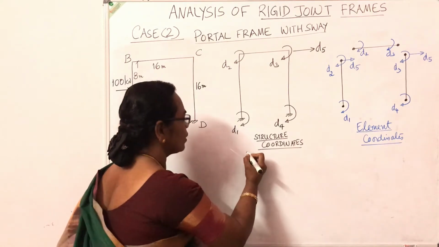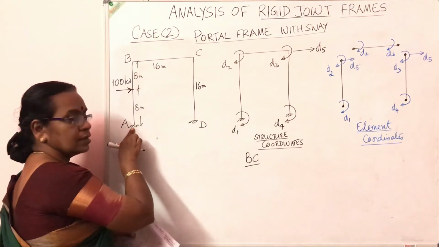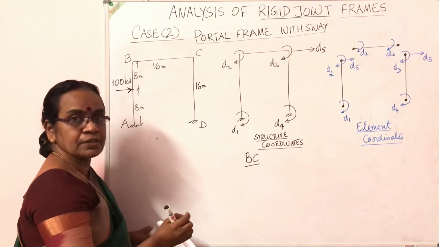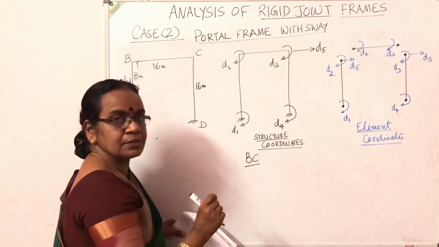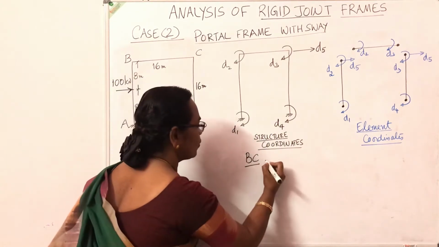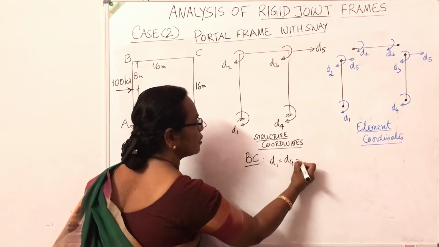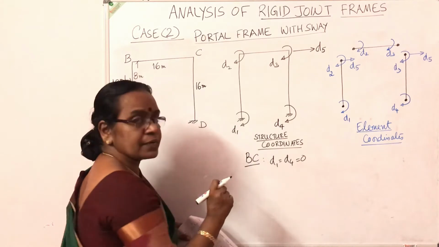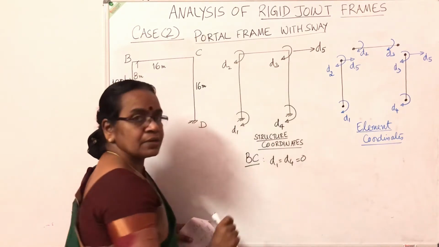Now what are the known boundary conditions here? In this, the support A and support D are fixed. So the slope at A and slope at D will be 0. So the known boundary conditions are D1 equal to D4 equal to 0. So what are the remaining unknown displacements? Unknown displacements are D2, D3 and D5.